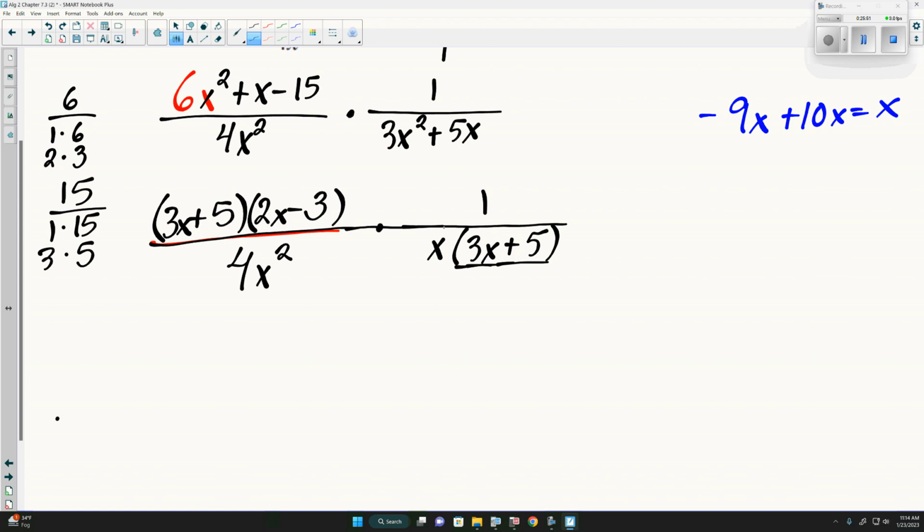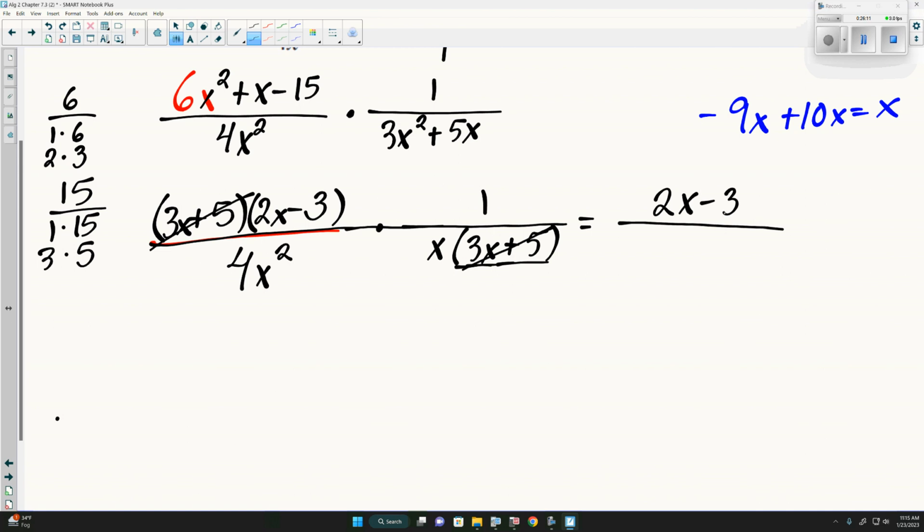Now, what's the only thing we do have in common on top and bottom? 3x plus 5 and 3x plus 5. So that simplifies out. That's the only thing we have in common on top and bottom. So we can multiply across. So we'll have 2x minus 3 times 1, which is just 2x minus 3.